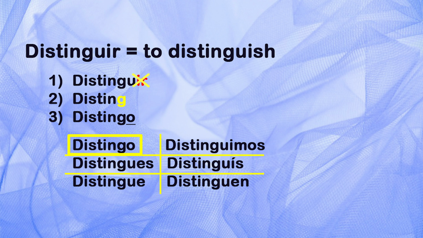Distinguir is only irregular in the yo form. Now we have distingo. The other forms of distinguir are regular. They are conjugated the same as regular IR verbs.